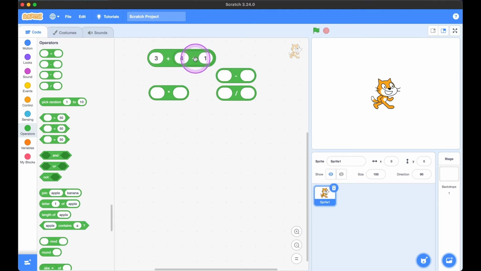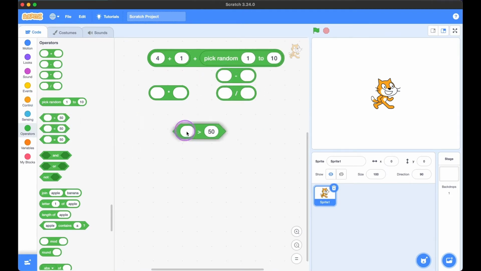So you can do this, but if you need 4 plus 1 to be calculated first, then the order of operation matters. You can also plug in pick random number from 1 to 10. So this will give you a random number, this one. This time it gives a 6, next time it gives an 8, 1, and so on. This gets most often used when we are creating a game, so it's good to know that we have this block.